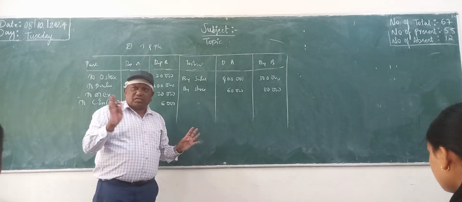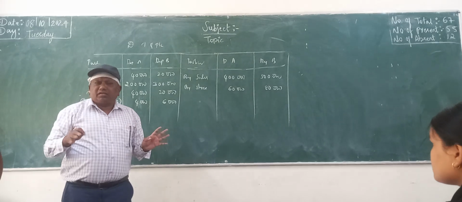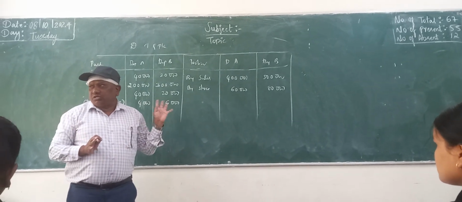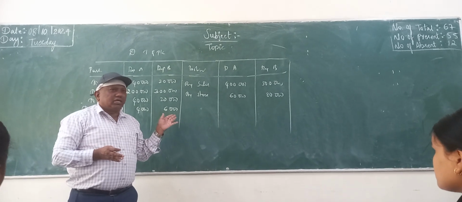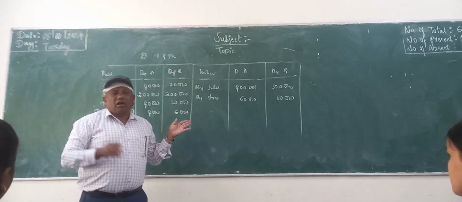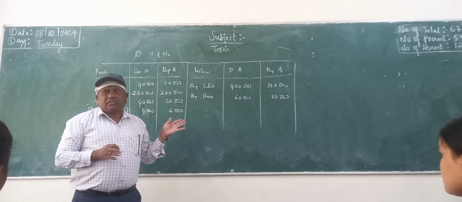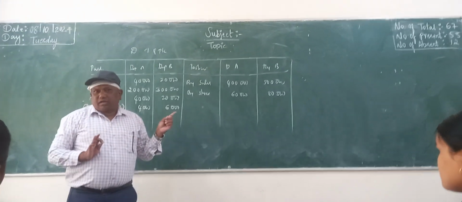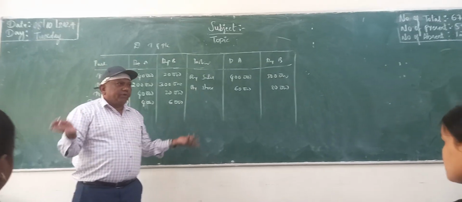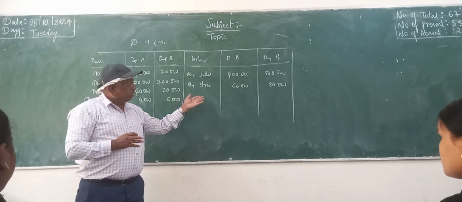Don't think that is a wrong question. It is also correct, but what is the meaning? We sold everything, so you don't have any closing stock. Three years ago some students asked, sir, the question paper is wrong because closing stock is not there. But we sold everything, that's why closing stock is not there.